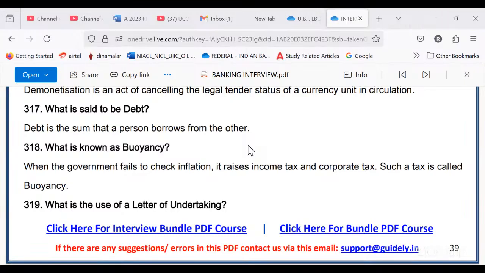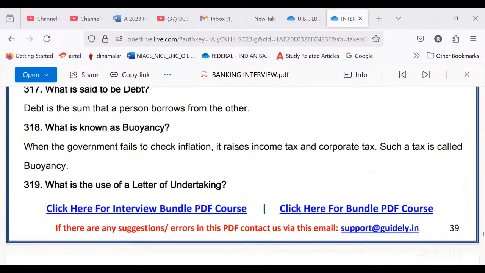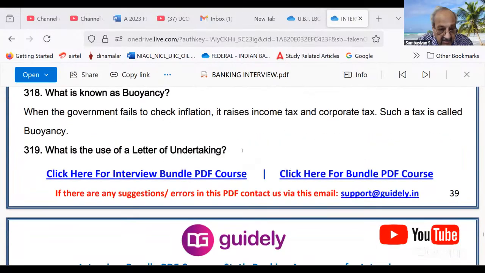What is known as buoyancy? Buoyancy. Correct. Tell me. When the government fails to check inflation, it raises income tax and corporate tax. Such a tax is called buoyancy. Okay.